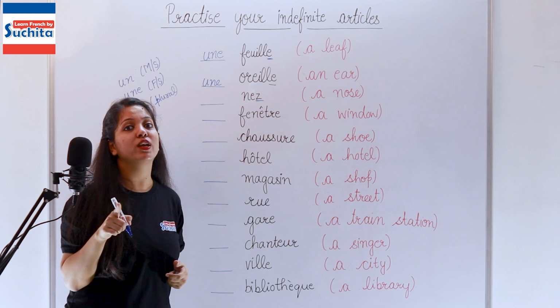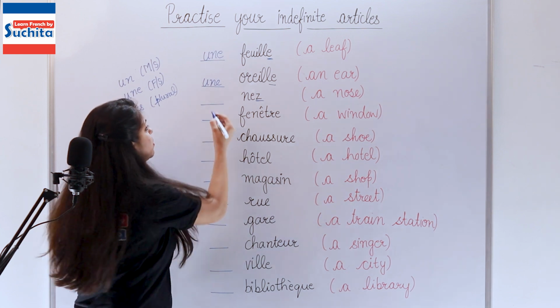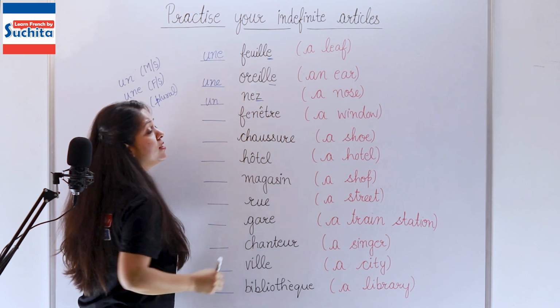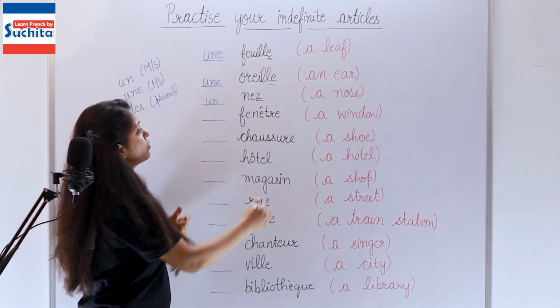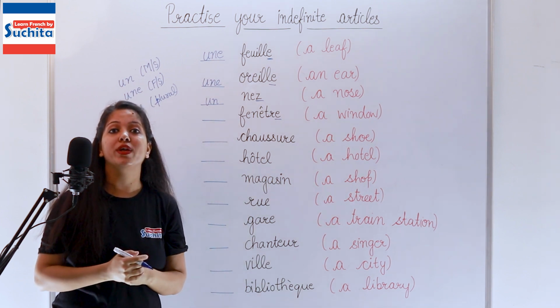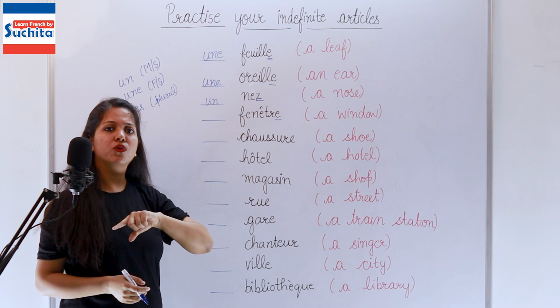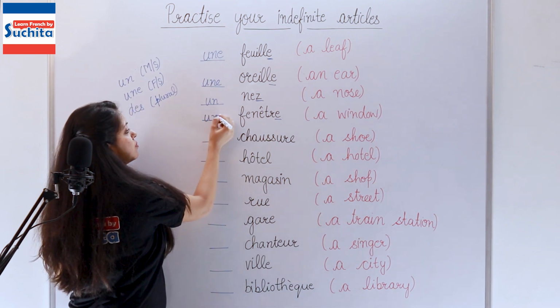Nez. Now, it doesn't end with E. Un nez, une nez. Un nez. Fantastique, hein? Vous êtes très intelligent. Allez, on continue avec fenêtre. Fenêtre, which means window. Now it ends with E. Un fenêtre, une fenêtre. Une fenêtre.